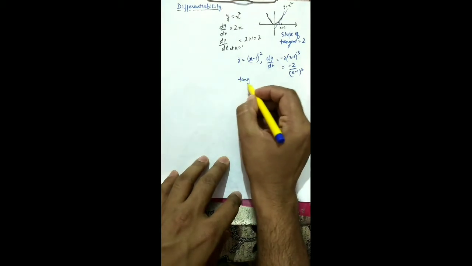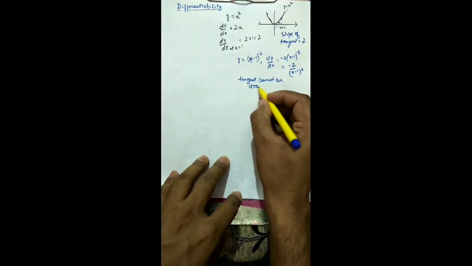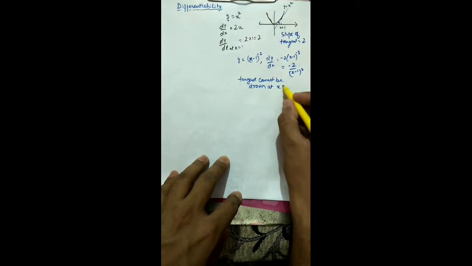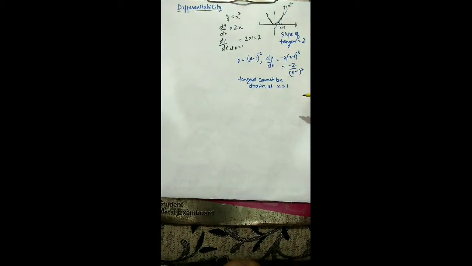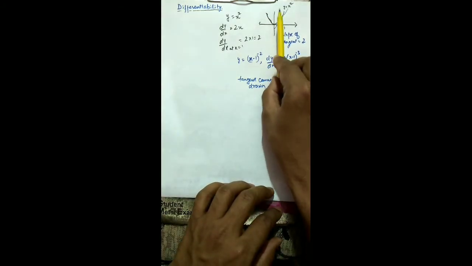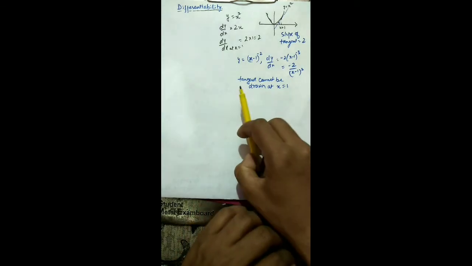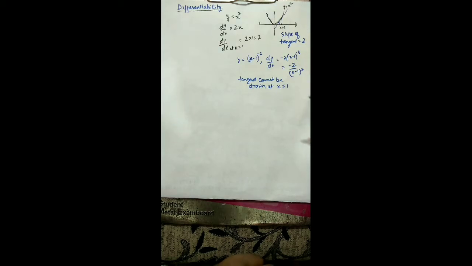So tangent cannot be drawn at x equal to 1, because if you put x equal to 1, this function will become not defined. Or you can say it this way also: if you draw the tangent, then the slope of the tangent will be in this perpendicular way, because tan 90 is not defined. So this way you can say the tangent cannot be drawn at that point x equal to 1. So just keep in mind that this differentiation should always be defined for whatever value you substitute.